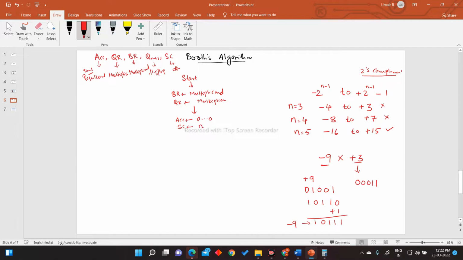how many times, the number of iterations. And please remember how to fix the value of n. Remember this formula. You have to look at the given numbers, the multiplicand and the multiplier, and see in which range they will fall. For example, -9 and plus 3 could fall under n equal to 3, n equal to 4, and n equal to 5, but -9 will fall under n equal to 5. Therefore you have to select the sequence counter, the number of iterations, as 5, right?